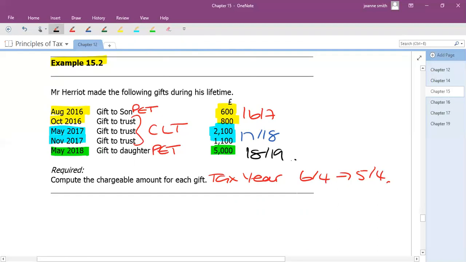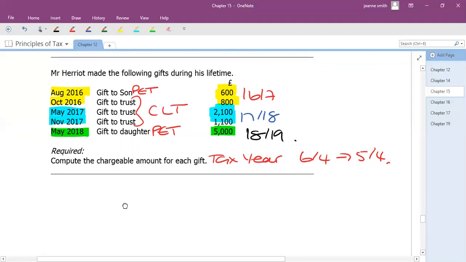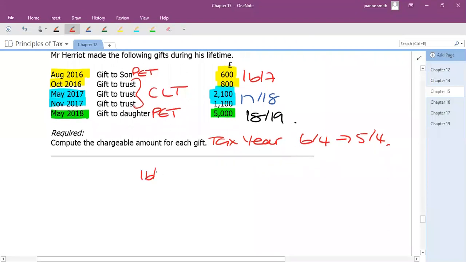Now, you're looking at a number of years. IHT has really been the same for many years now in terms of the rates of tax, etc. So don't worry that it does go across different years, and we certainly wouldn't expect you to learn lots of rules anyway. So what we're going to do then is look at these side by side. So in 16-17, the first thing that happened is that you had a PET, and the PET was for 600. So that will be cleared by the annual exemption for 16-17 to 0.